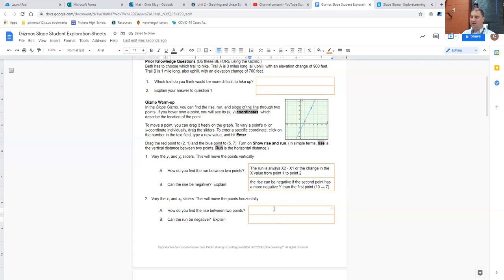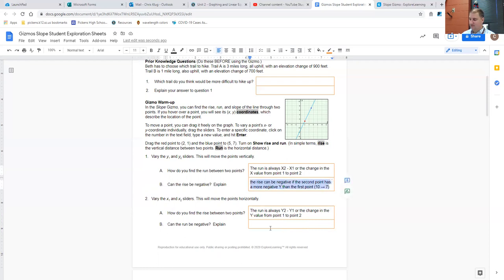Varying the x1 and x2 sliders, how would you find the rise? This is basically the same as the run, right? Except instead of x2 minus x1, it's always y2 minus y1, or the change in the y value from point 1 to point 2. And the run can be negative if the second point has a more negative x than the first point.